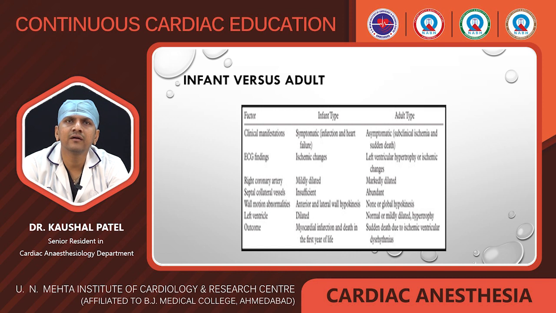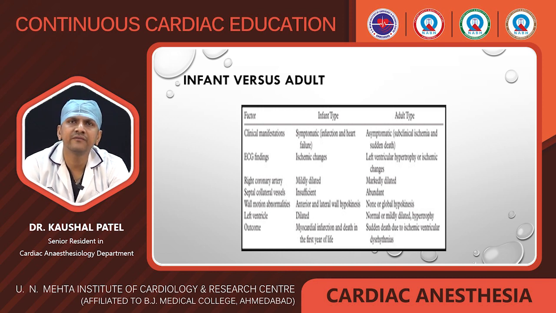In the infant type of ALCAPA, the right coronary artery is mildly dilated, while in the adult type it is markedly dilated, a very huge right coronary artery that you can see in the CT aortogram or the angiography. The collaterals are insufficiently developed in the infant type, and there is abundant collateral development in the adult type. For wall motion abnormalities, there is mainly anterolateral wall hypokinesia in the infant type, while in the adult type there is none or global hypokinesia. The left ventricle in the infant type is dilated due to ischemic cardiomyopathy, while in the adult type, due to chronic subendocardial ischemia and subendocardial fibrosis, the LV size may be normal or mildly dilated, but usually it is hypertrophied.